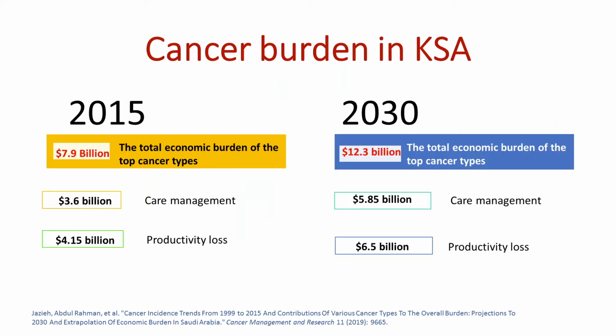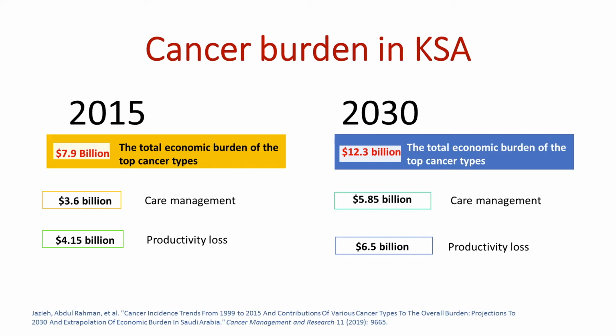A further analysis in this study calculated the total economic burden of cancer in Saudi Arabia. The total economic burden was estimated to increase from $8 billion in 2015 to up to $12.3 billion in 2030. And the total cost of cancer attributable to care management only is projected to be $5.85 billion in 2030, up from $3.6 billion in 2015.